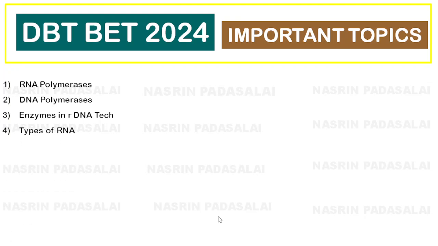Next is types of RNA: mRNA, snRNA, snoRNA, piRNA, tRNA, all that. In that, you need to study more about the tRNA. Next is types of DNA: A form of DNA, B form of DNA and Z form of DNA.